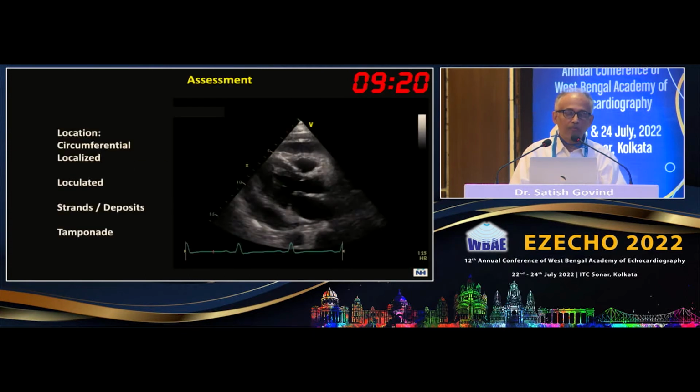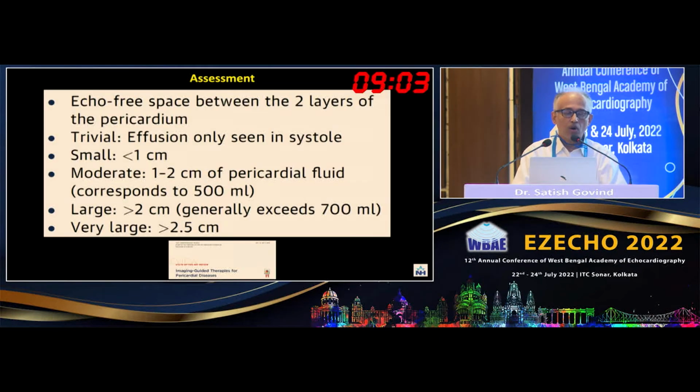Now coming to pericardial effusion, the pericardial effusion assessment, again a quick go through. Typically we want to see where the effusion is, whether it is circumferential, localized, or loculated, and what exactly is there within the effusion, and then whether there are any features of tamponade. So this is how your assessment is going to be for effusion. So how do we look at effusion?